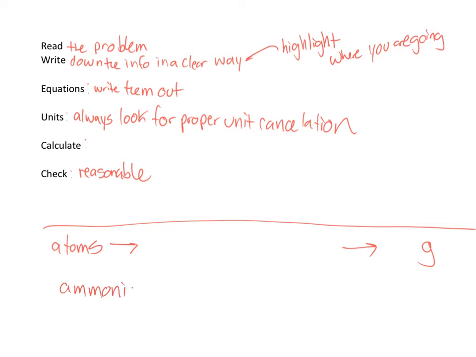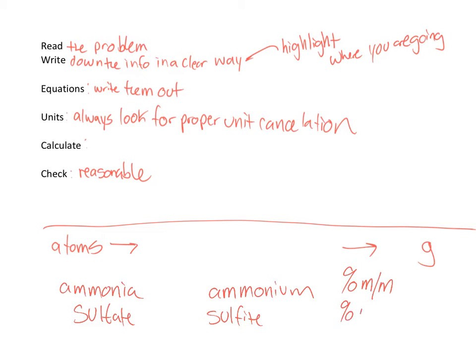ammonia and ammonium, or there's a difference between sulfate and sulfite. There's a difference between percent mass and percent volume. Okay. There's a difference between density and percent mass over volume. Okay, so understanding these differences and understanding the language is a very good first step into being able to solve these types of problems. So let's try a problem out.